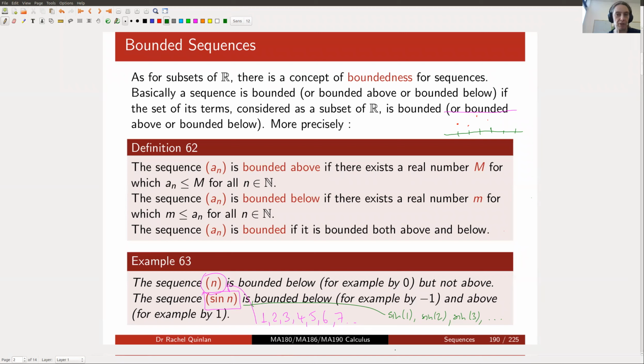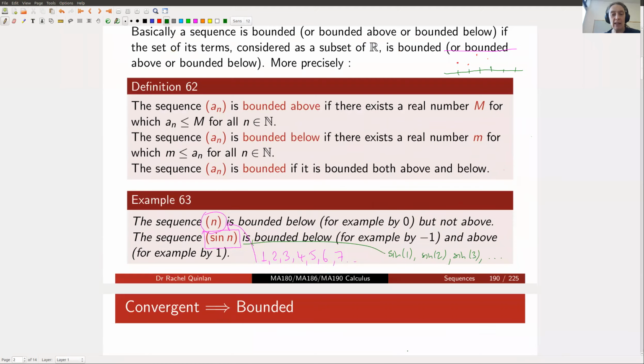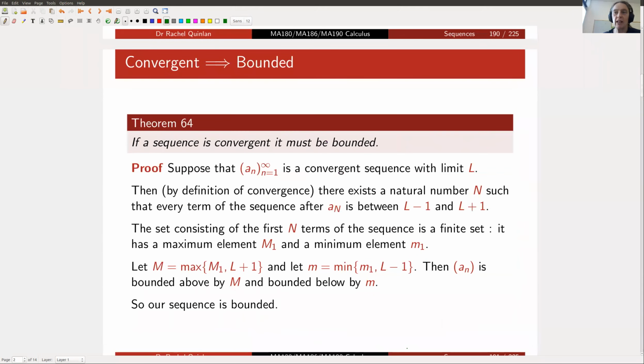And okay, why do we care about bounded sequences? A couple of reasons. One of them is that, and this is intuitively probably not too surprising, if a sequence is convergent, and convergence is what we really care about with sequences, then it must be bounded. And quite often you can be in a situation where you've got some sequence in mind that arises maybe from some function that you're interested in, and you want to know, is it convergent? And that might not always be very easy to show.